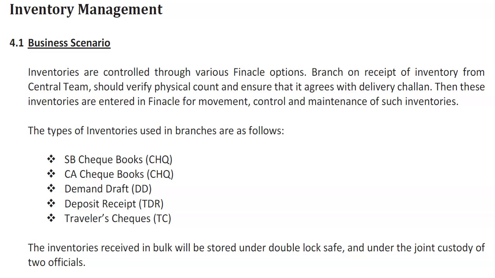Today we shall be discussing how inventories are controlled through various Finacle options. So how do we enter those in the Finacle system? The branches, on receipt of inventory from the central team, first verify all the checkbooks and drafts and physically enter them in a register. So they are also maintained in a physical register. And then these inventories are entered in Finacle for movement, control and maintenance of such inventories. So today we shall learn how inventory management is done in Finacle.